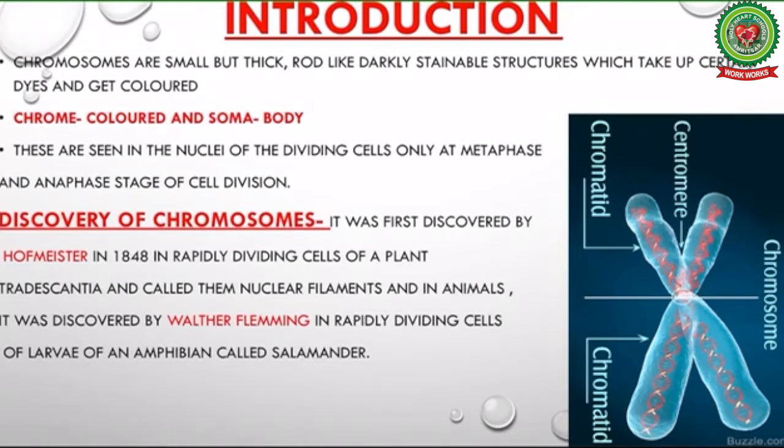Discovery of chromosomes. It was first discovered by Hofmeister in 1848 in rapidly dividing cells of a plant, Tradescantia, and called them nuclear filaments. And in animals, it was discovered by Walter Fleming in rapidly dividing cells of larvae of an amphibian called salamander.